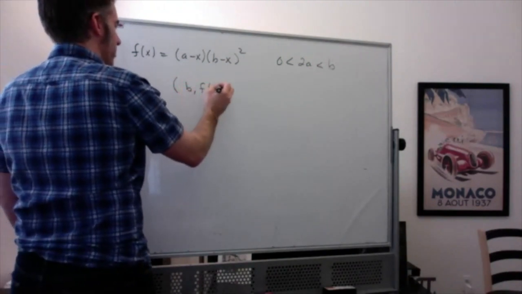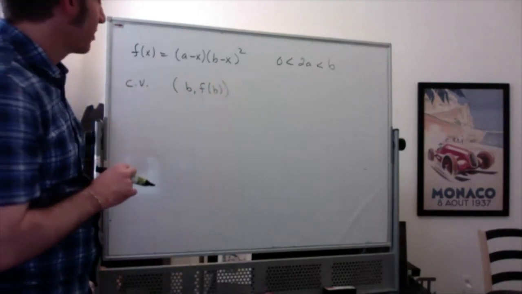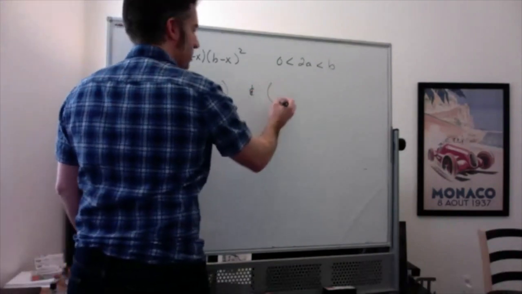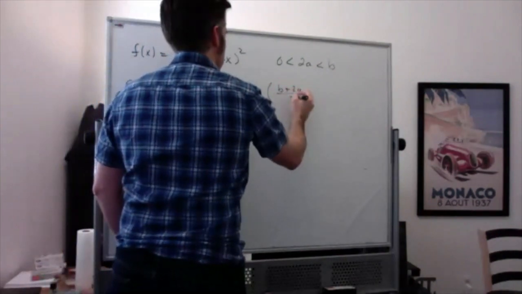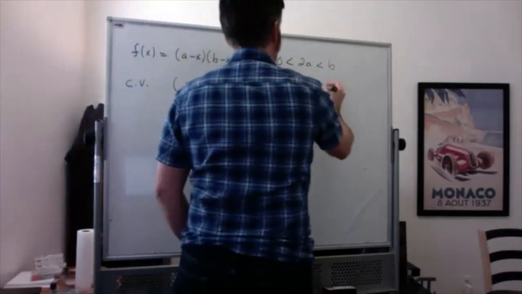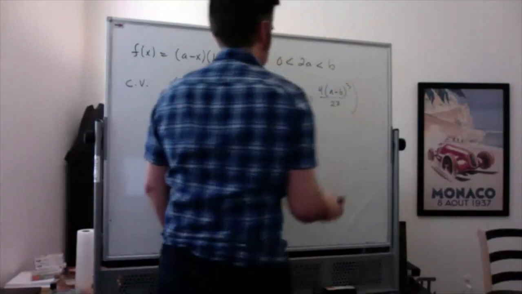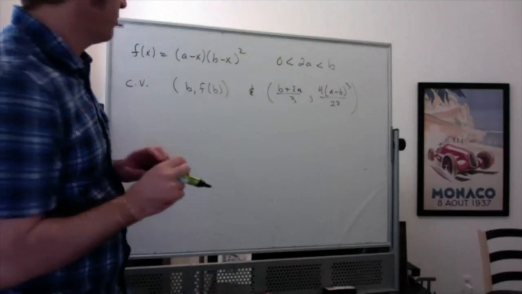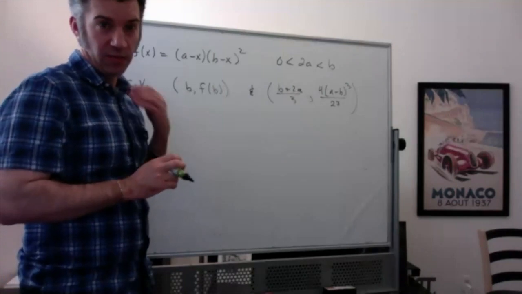I feel like they're trying to hide something from us there. And the other one is b plus 2a over 3, comma, 4 times a minus b cubed over 27. And the question is, determine if this critical point is a local maximum, a local minimum, or neither.